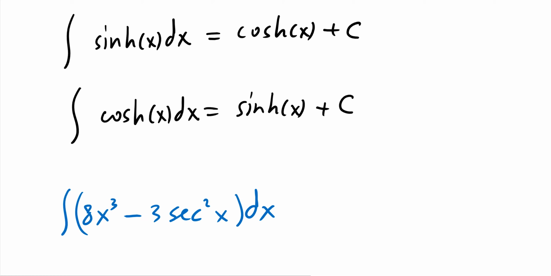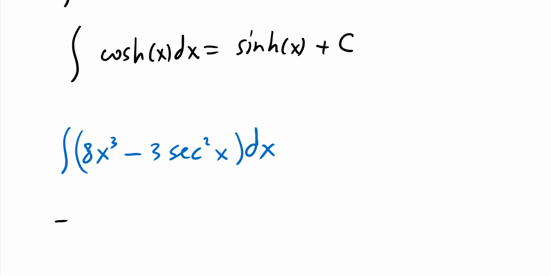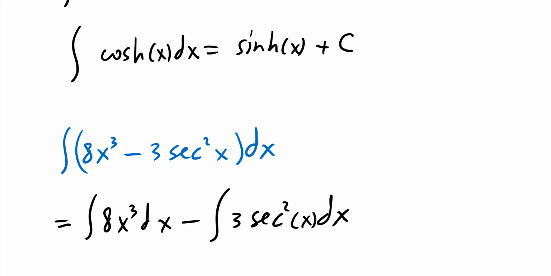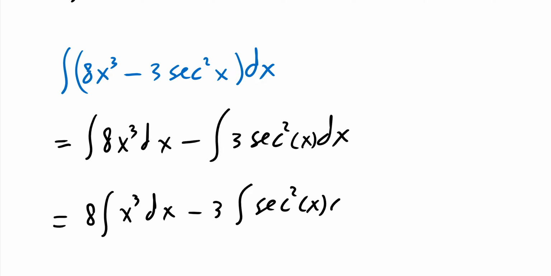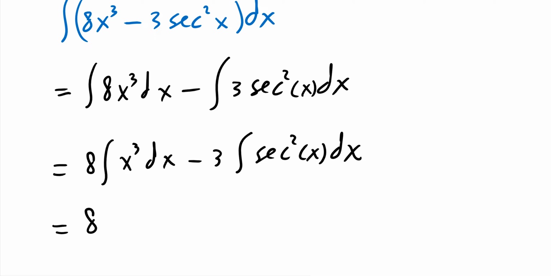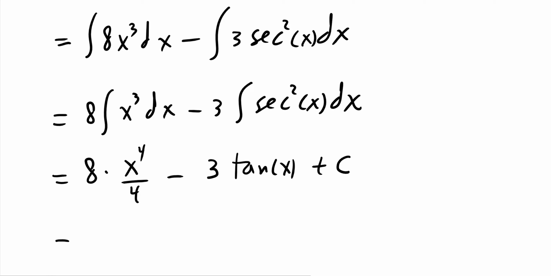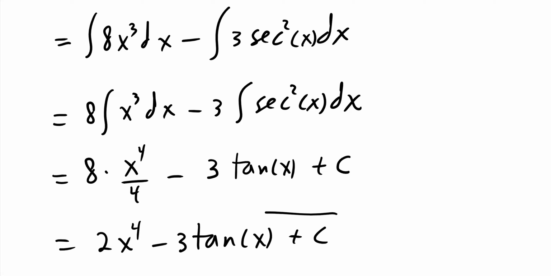Let's say we are given this problem and we're asked to solve it. So how do you do this? The first thing, we split it: 8x cubed dx minus 3 secant squared x dx. This equals, take the 8 out, integral of x cubed dx, take the 3 out, integral of secant squared x dx. Now the integral of x cubed is x to the 4th over 4, minus 3 times the integral of secant squared, which from the formulas is tangent, so tangent x, plus c. That gives us 2x to the 4th minus 3 tangent x plus c. That's what we get for this one.